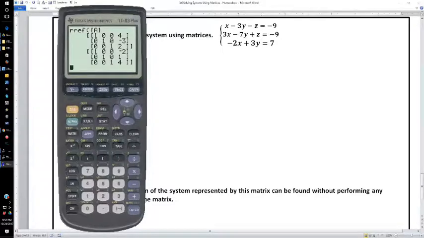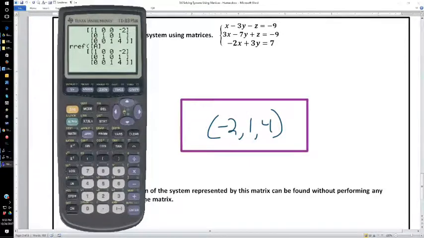But again, in case you didn't know that, go second matrix. Scroll down from math down to RREF. Hit enter. Then go one more time, the third time in, choose your matrix, matrix A, hit enter, and you get, voila! X is -2, Y is 1, Z is 4. So your answer is -2, 1, 4. That's your solution set. Cool. Try the next problem.